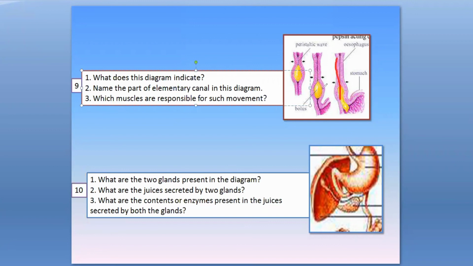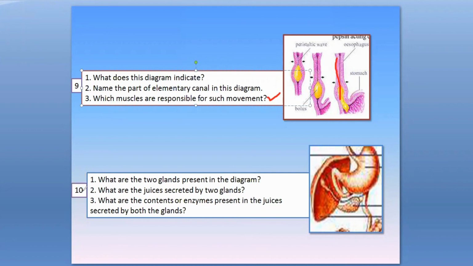The wavy-manner movements of food are called peristaltic movements. The muscles, particularly the circular muscles and longitudinal muscles present in the esophagus, are responsible for the movement of food in the esophagus.